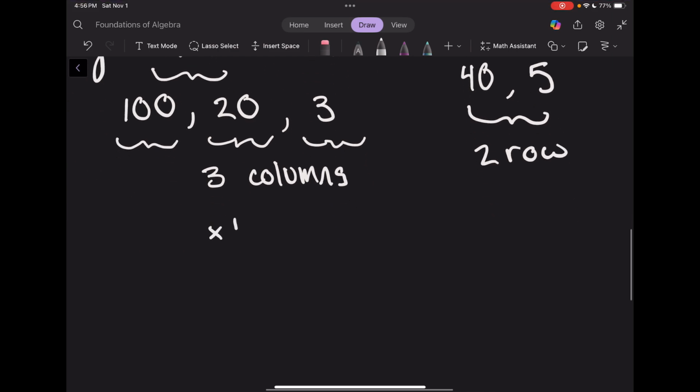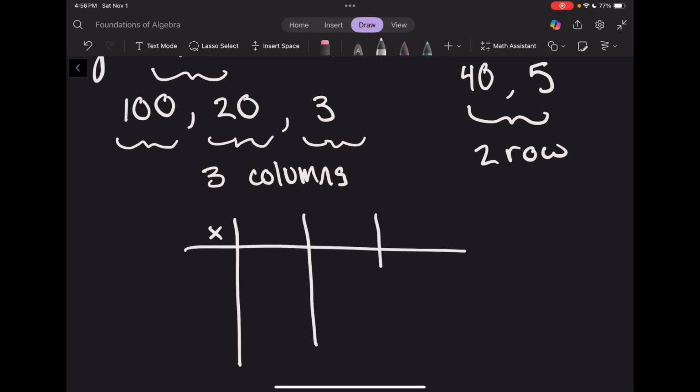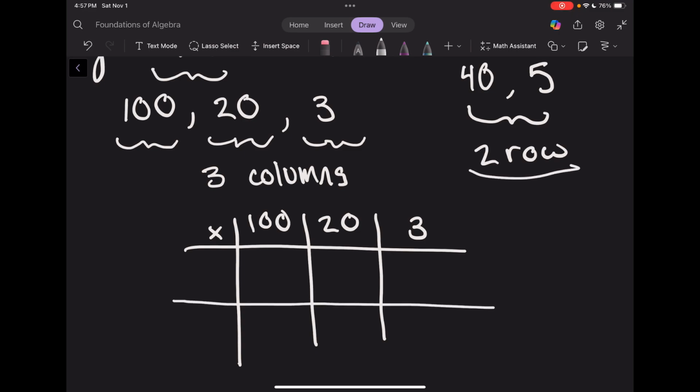So I'm going to have my multiplication sign there. And I'm going to have 3 columns. I'm going to have 100 here, I'm going to have 20 here, and I'm going to have 3 here. I'm also going to have 2 rows. And I'm going to have 40 here and 5 here. And then I'm going to multiply every box.